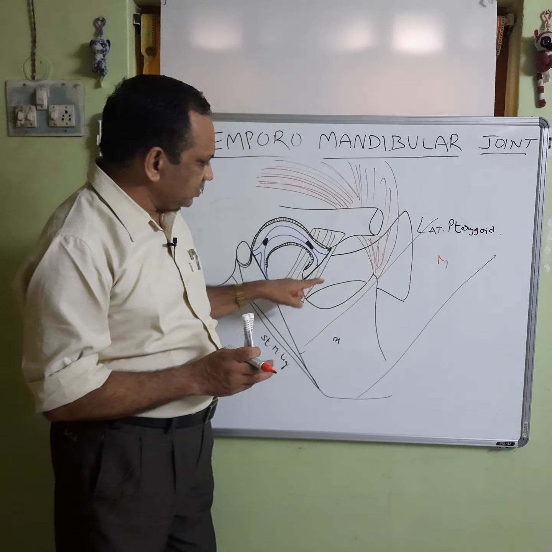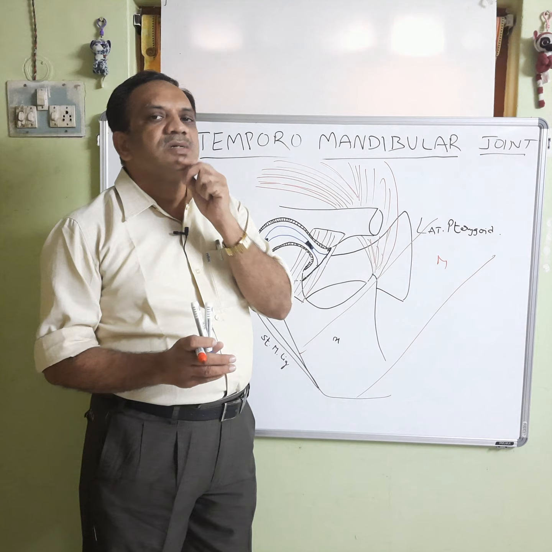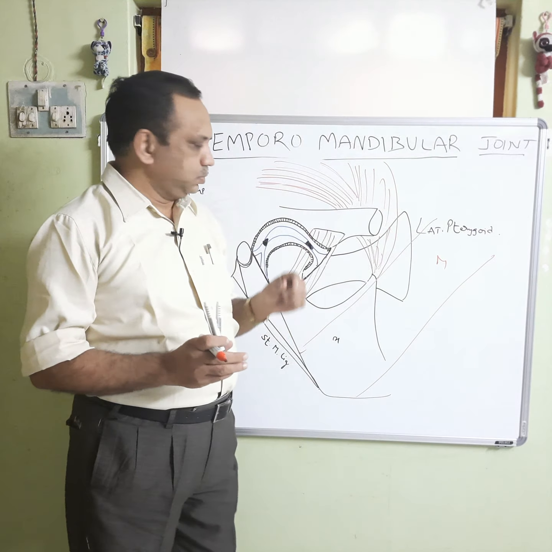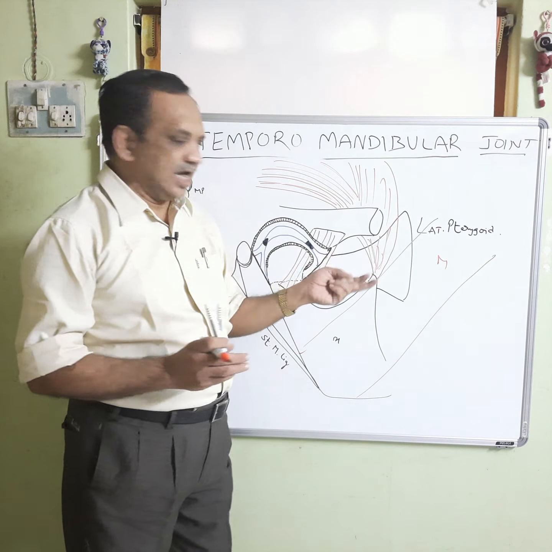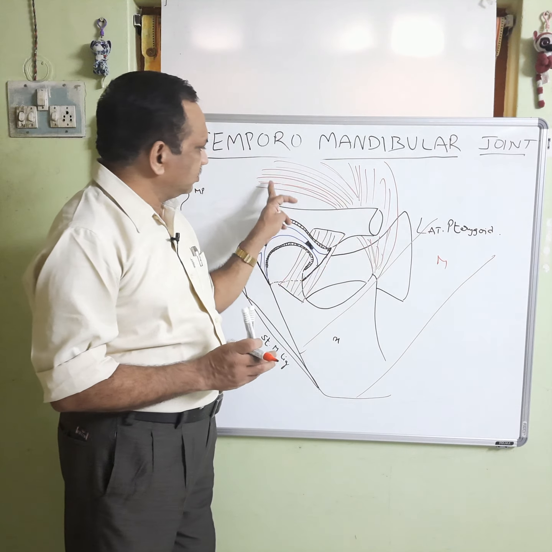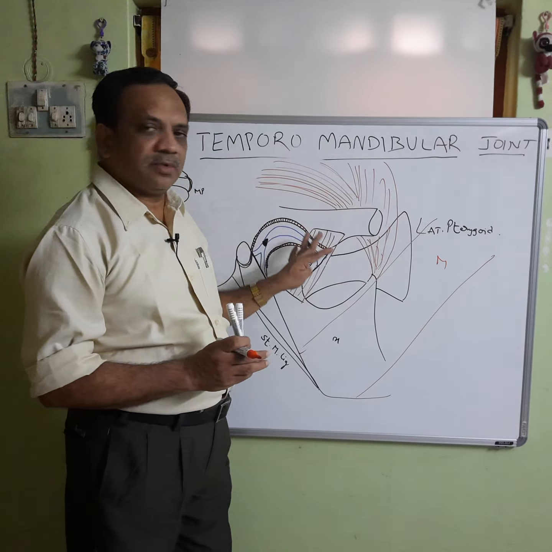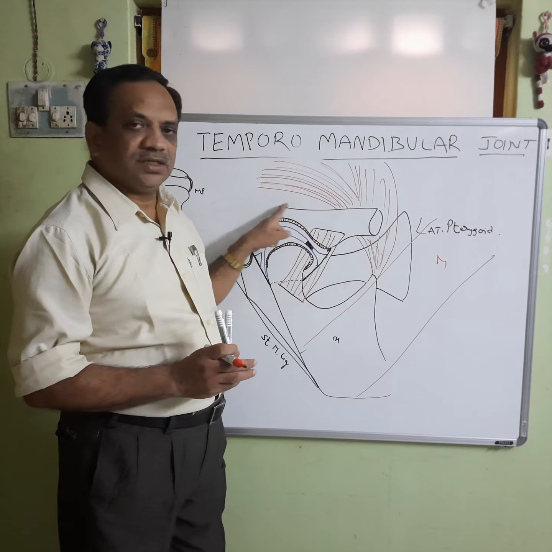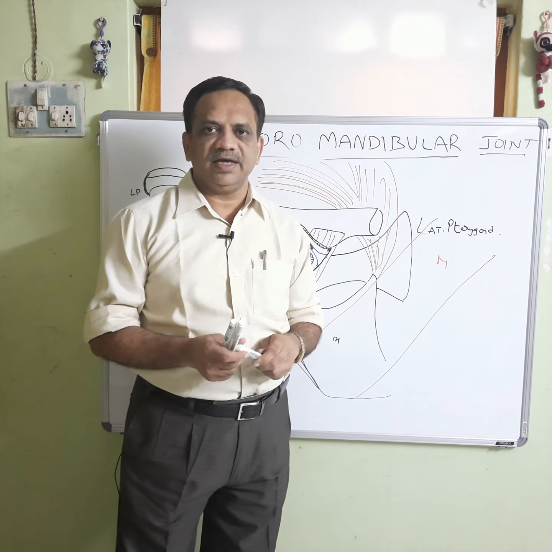Then, if only the lateral pterygoid muscle is contracted, what happens? The forward movement of the mandible is possible. So, thus it is causing protrusion. The masseter also helps there, and retraction is done by the masseter and the posterior fibers of the temporalis muscle. So, these are the four types of movements possible at this joint. With this, we conclude the temporomandibular joint here.